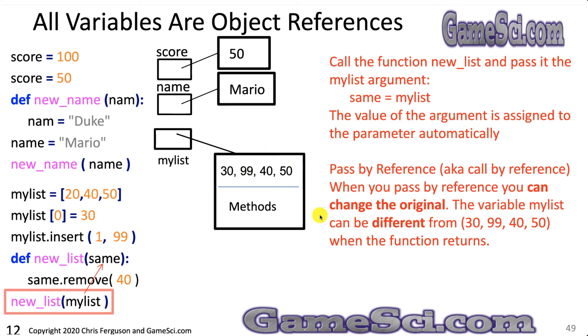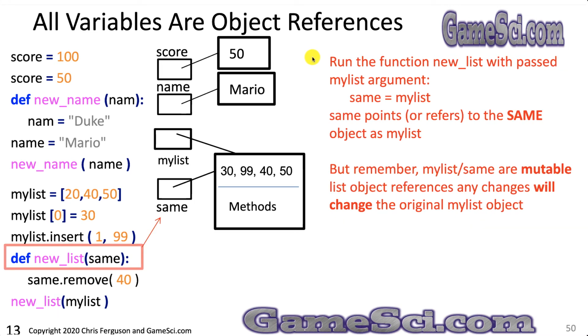These numbers can be changed when the function returns. Pass by reference says if you pass me a parameter, I can change the data stored in that parameter. Run the function newList with the passed mylist argument. So what's going to happen here is same equals mylist. Well, what does that do? Same equals mylist. It means I want same to point to or refer to the same object as mylist does.